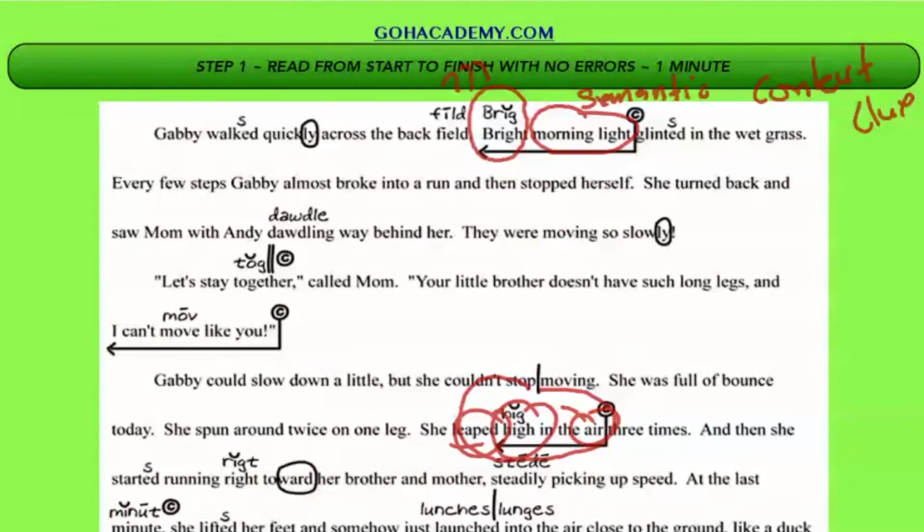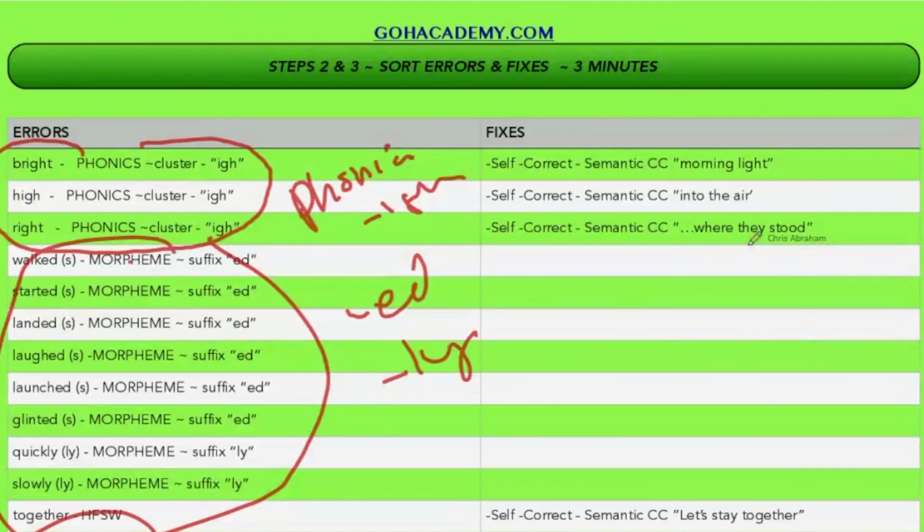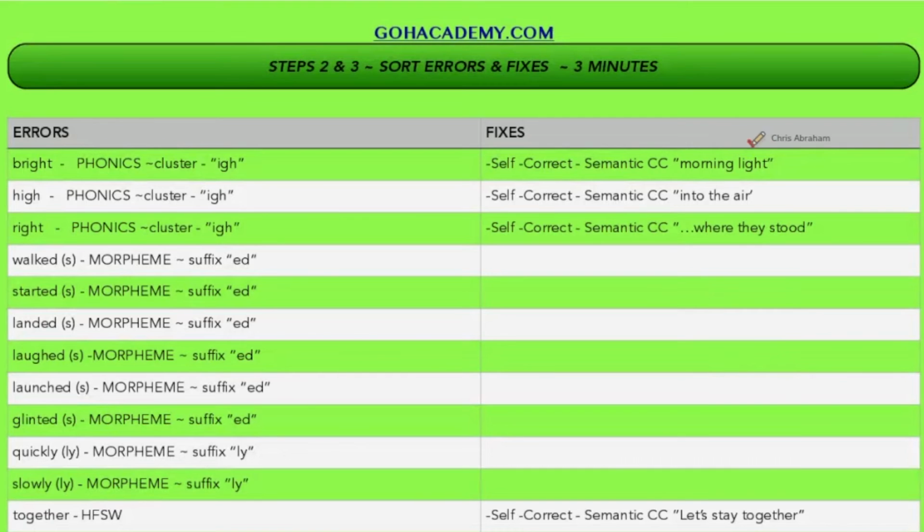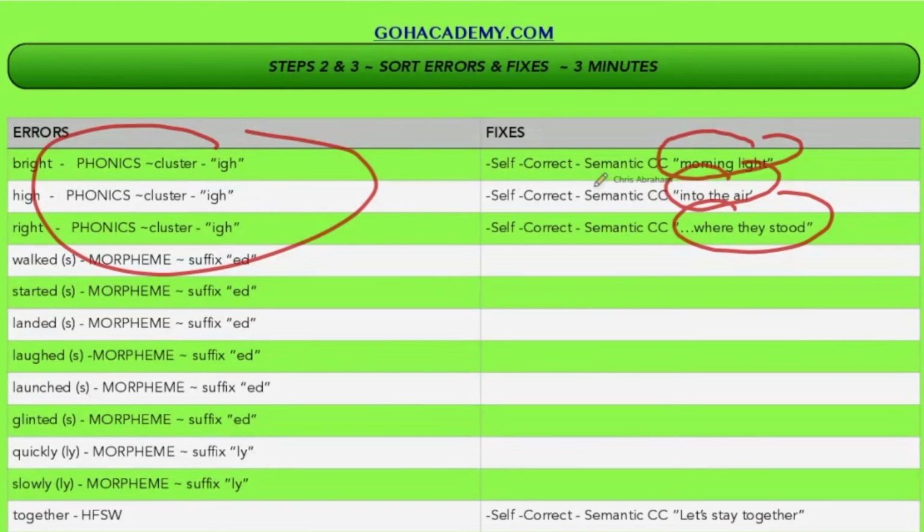How about this one? She landed with the thumb right where they stood. Maybe. Or I don't know. Is there another? Maybe this one. Move. I can't move like you. I don't know. Definitely the bright, the morning light, and the high in the air. So I wrote those down here. I thought there was enough here, the morning light, into the air, possibly that one right there, that could make a case for semantic context clues.